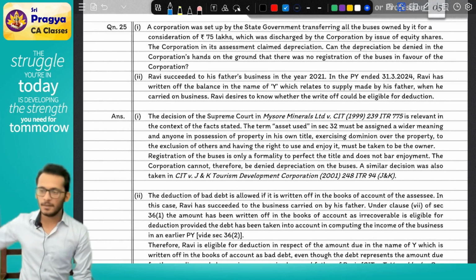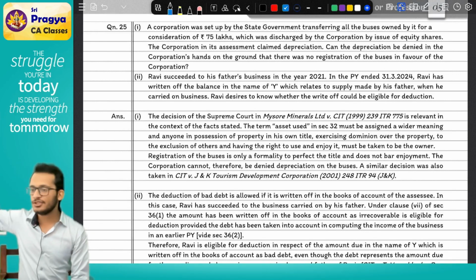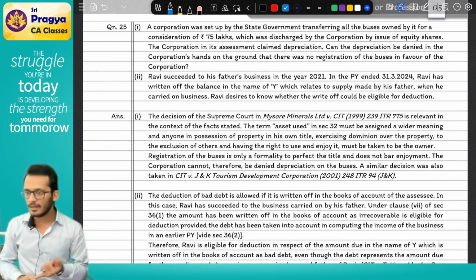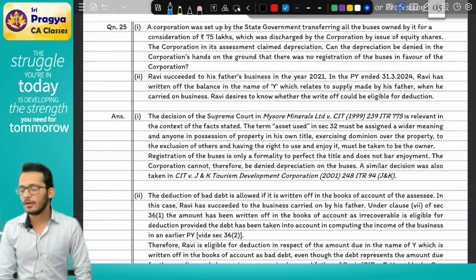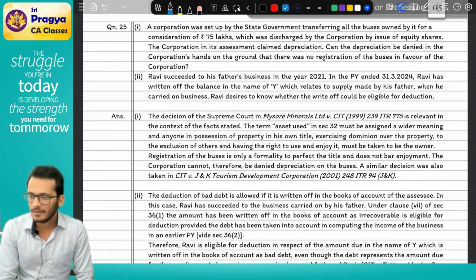Has the person completed his consideration? Yes, he has given shares, which means payment is done. He has got the full ownership. The only thing which is pending is title. Just because your name is not there on the document does not mean that you are not the owner.